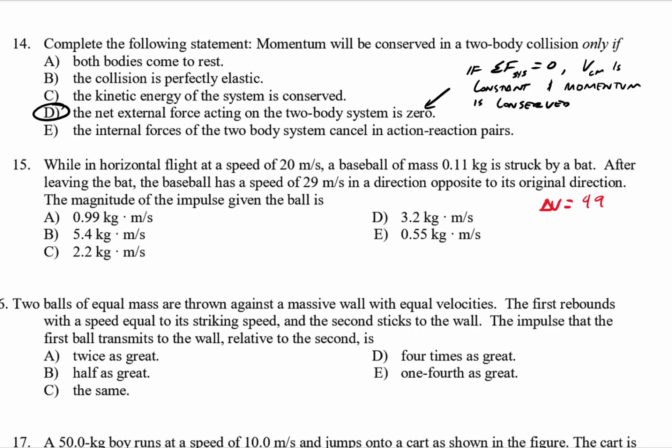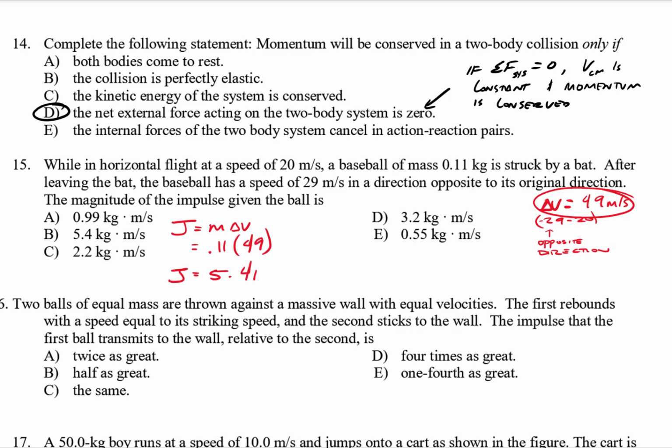Number 15, looking at this, we have a ball coming in at 20 meters per second. It gets hit by a bat and leaves at 29 meters per second. That means the change in velocity is 49 meters per second. Because it's final, 29, minus initial 20, but one of those is in the opposite direction, so we have to throw in a negative sign. So negative 29 minus 20 is 49 meters per second. So once we have that, I know that impulse is mass times change in velocity, so 0.11 kilograms times 49 meters per second gives me 5.4 kilogram meters per second.